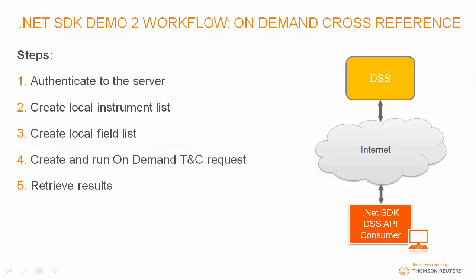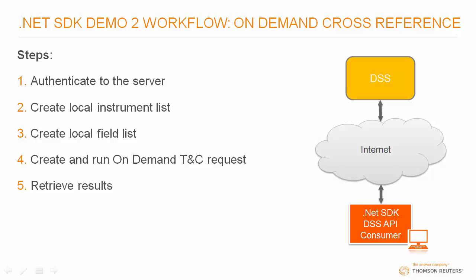Here's the workflow for our second example of C# code, which is for an on-demand request. On-demand calls are simplified high-level calls that do not exist in the graphical user interface. This is where you can start leveraging the advantages of the DSS API. With the on-demand calls, we do not create an instrument list or report template on the DSS server. We proceed to the data extraction directly.